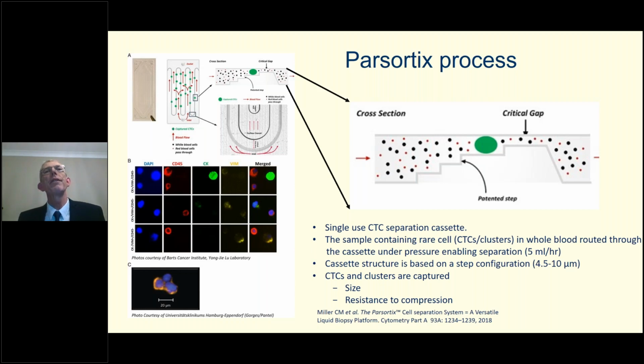So it's a single-use CTC separation cassette. The sample containing our rare cells, our CTCs and clusters in whole blood, is routed through the cassette under a constant pressure of about 5 mils per hour. So it's a slow but steady isolation process. The cassette structure is based upon step configuration from perhaps 4.5 to 10 micrometers. So it gives us the opportunity to capture circulating tumor cells and clusters of different sizes.